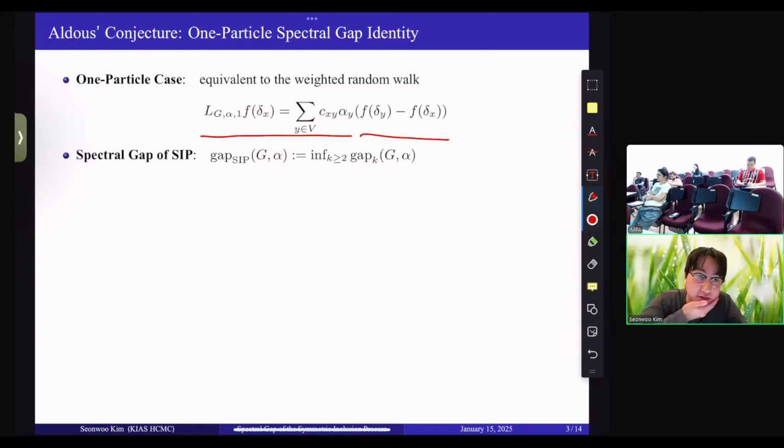It's this simple observation. So there's only diffusive random walk. So this is actually equivalent to the weighted random walk on our graph, with weights v, d, x, y and alpha x.